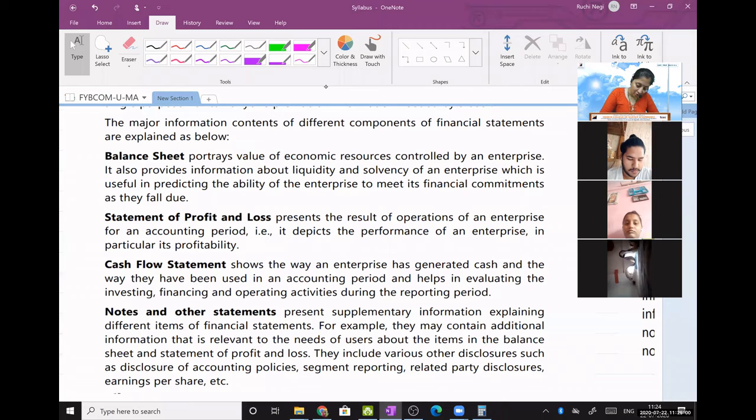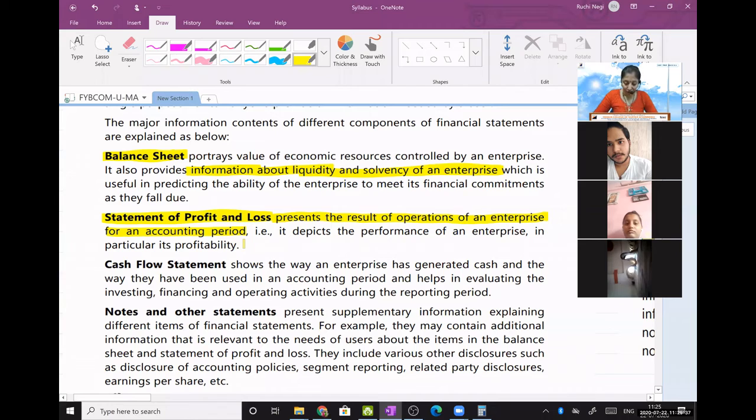So see what is important. The major information contents of different components of financial statements are explained below. First is the balance sheet. What is the balance sheet? It gives you information about the liquidity and solvency of a company. Next, statement of P&L account, that is the revenue statement. What does the P&L account show? It presents the results of operations of an enterprise for an accounting period. That means it helps you calculate the profitability of the company.